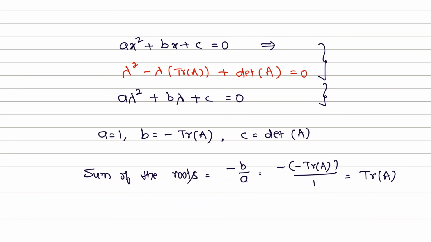What is the sum of roots? If a lambda square plus b lambda plus c is equal to 0, then roots will be lambda 1 and lambda 2, which are eigenvalues. Hence, it is proved that lambda 1 plus lambda 2 is equal to trace of A. Proved. Sum of eigenvalues is equal to trace of A.